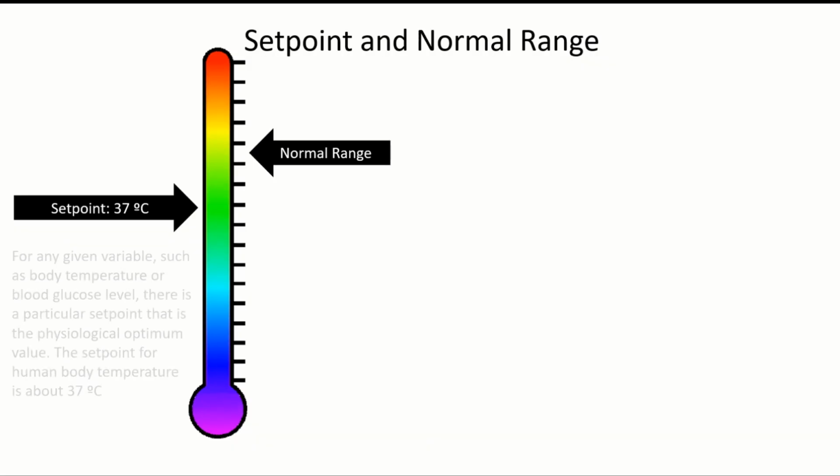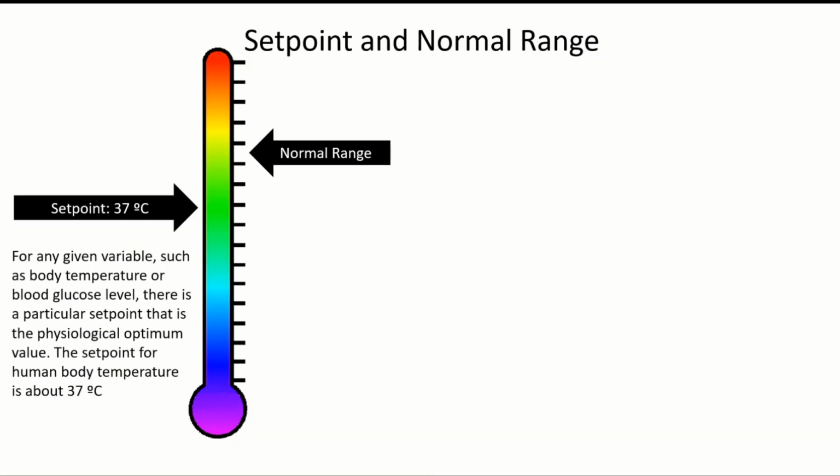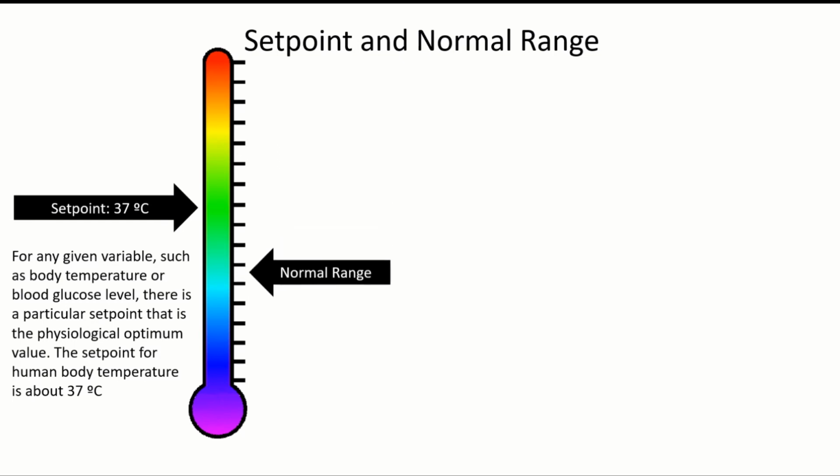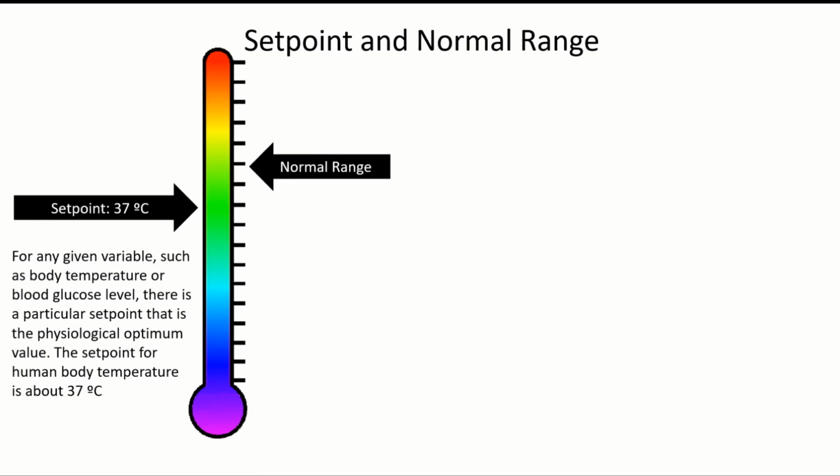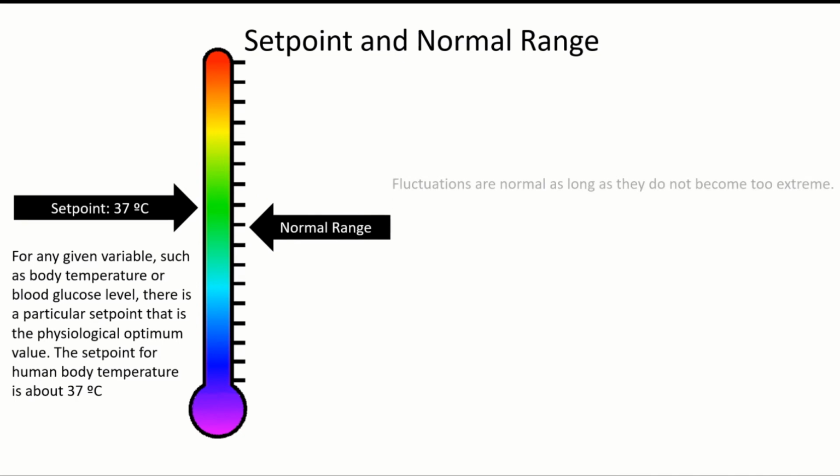For any given variable, such as body temperature or blood glucose level, there is a particular set point that is the physiological optimum value. For example, the set point for human body temperature is about 37 degrees Celsius or 98.6 degrees Fahrenheit. As the body works to maintain homeostasis for temperature or any other variable, the value typically fluctuates around that set point. Such fluctuations are normal as long as they do not become too extreme.